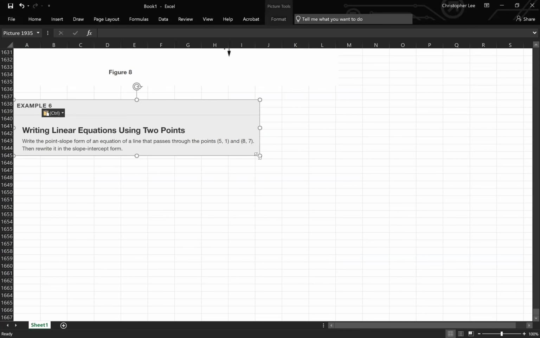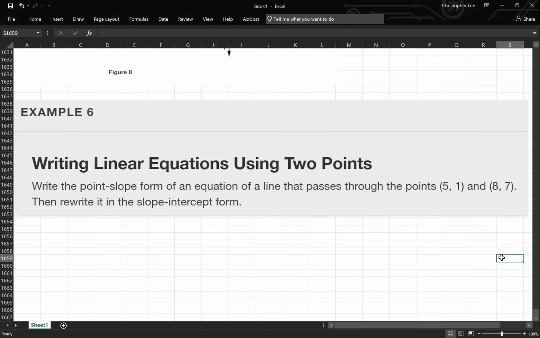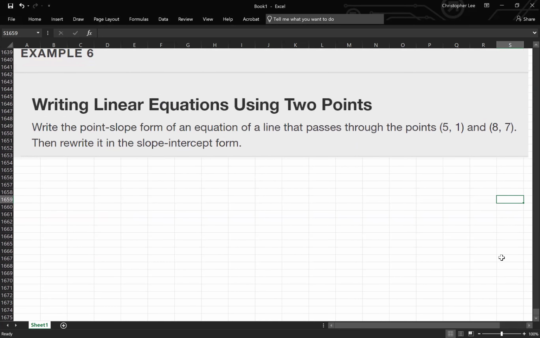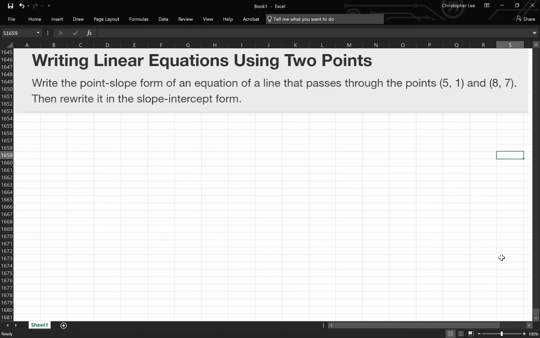Let's look at this example. So this is writing linear equations using 2 points. Write the point slope form of the equation of a line passing through the points (5, 1) and (8, 7), and then rewrite it in slope intercept form. Find the slope, plug it in, give me the equation of the line. That's it. Do y'all want to try it, or you feel like you know it and we could just run through it real quick? You want to try it? All right, go ahead, try it.